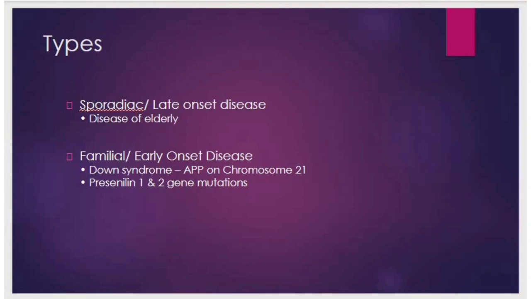Why? Because in patients of Down syndrome, there are already 3 copies of chromosome 21, and the APP gene is found in chromosome 21. So it makes sense that Alzheimer's disease is common, in fact very much common, in those who have Down syndrome. Apart from that, presenilin 1 and 2 gene mutations are found in those with familial type.